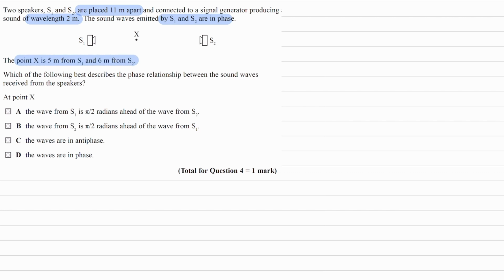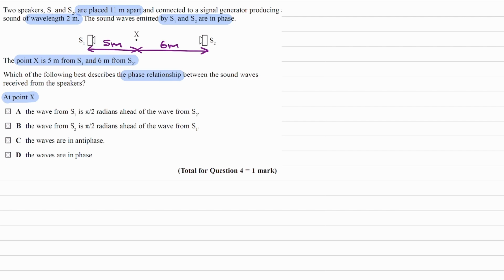So let's draw that on our diagram. The distance from S1 to X is 5 meters, and then the distance from X to S2 would be 6 meters. And then the question says, which of the following best describes the phase relationship between the sound waves received from the speakers at point X?